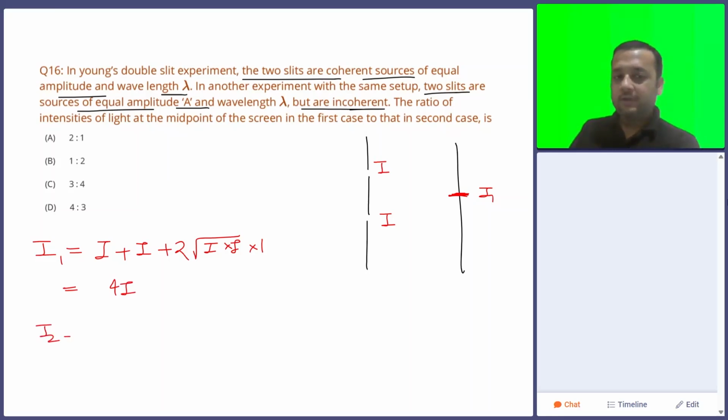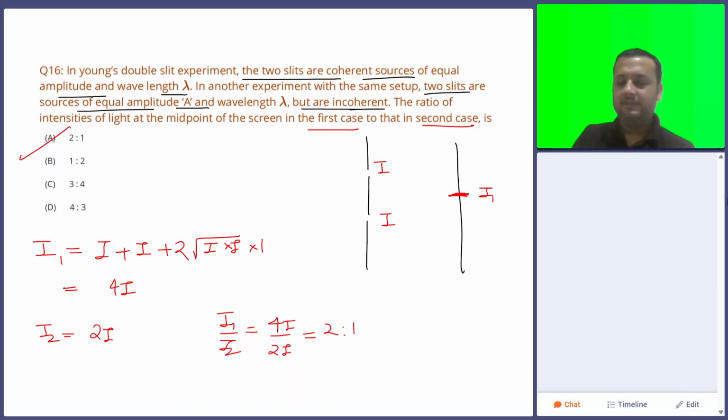In the case of non-coherence, the intensity at every point is simply the summation of the intensities of both the slits. There is no maxima or minima, no interference pattern that we observe in the incoherent case. The intensity at every point is uniform, and it will be simply the summation of the intensities of the two slits. That means it will be simply 2I. Hence we have to find the ratio in the first case to the second case. That means I1 is to I2 will be 4I to 2I. Hence, it will become 2 is to 1. So option A will be the correct answer for this question.